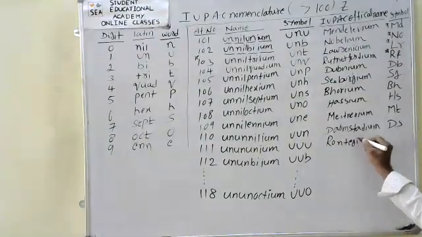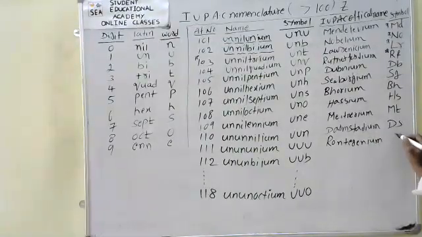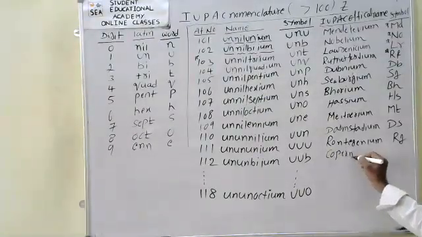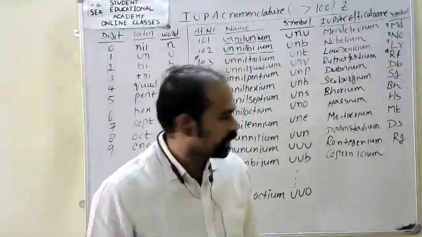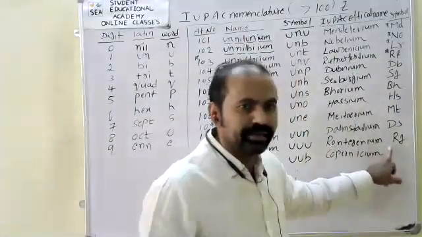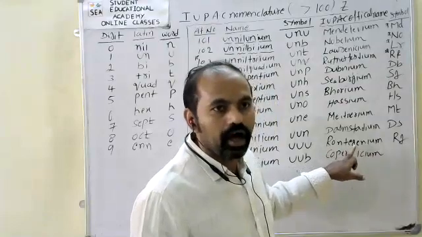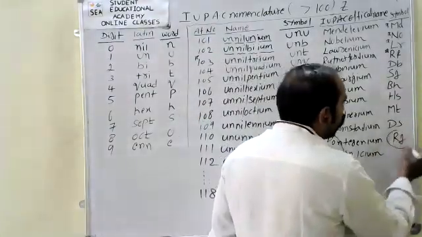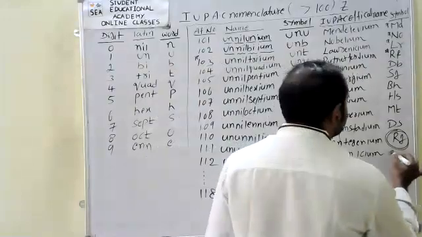Roentgenium, symbol Rg. Sir, is the symbol for 111 Rt or Rg? Rg. Okay, sir. After that, 112 is called Copernicium, symbol Cn.